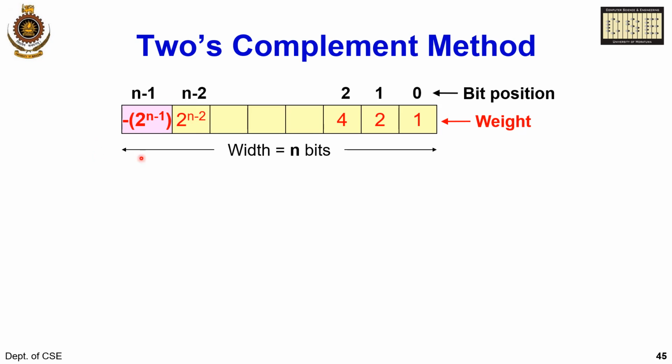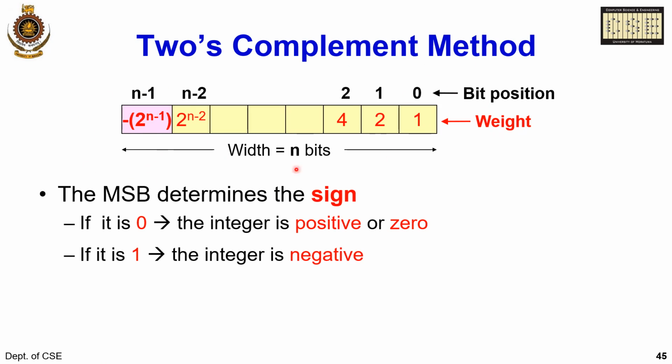However, for the last bit, the most significant bit, the MSB, we have a different scenario. For the n minus 1 position, the MSB position, the positional value of the bit is minus 2 to the power n minus 1. That's a critical point. Remember, this determines the overall value, so this also determines if the number is positive or negative. So the MSB determines the sign. If it is 0, the integer is either positive or 0. If it is 1, the integer is negative. We'll see how this works in action in the next few slides.